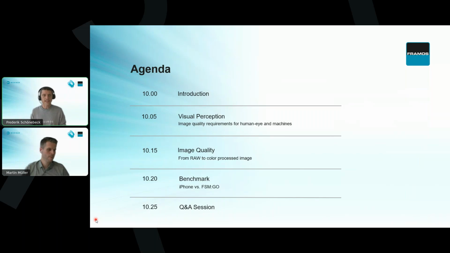The agenda is structured in essentially 3 parts. We will start with a bit of an exploration of visual perception and what it means for the human eye and for machines. We will pivot over to image quality from raw images over to color processed images. And last but not least, Martin has prepared a bit of a benchmark where he compares leading smartphones with industrial camera modules. And to conclude the presentation, we will have a question answer session at the end.